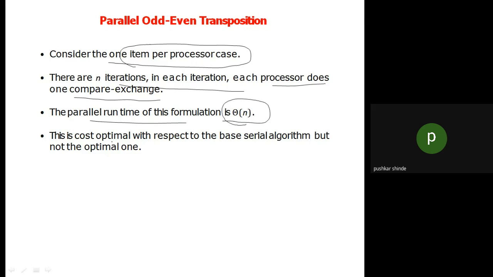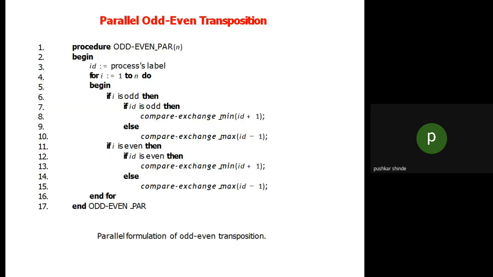This is cost optimal with respect to the base serial algorithm, but not the optimal one. If you take the base serial algorithm, that is bubble sort, the parallel bubble sort using odd even transposition is cost optimal. But if you compare it with quick sort, it is not cost optimal. This is the odd even transposition.